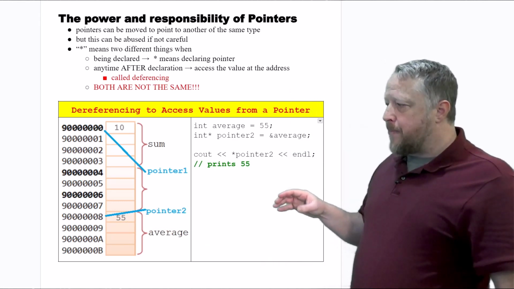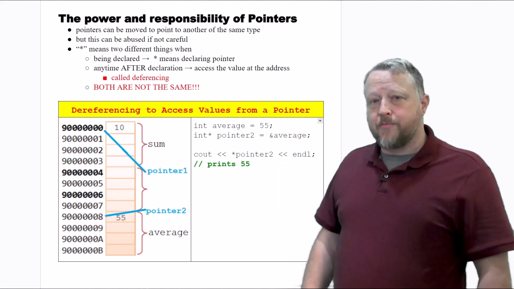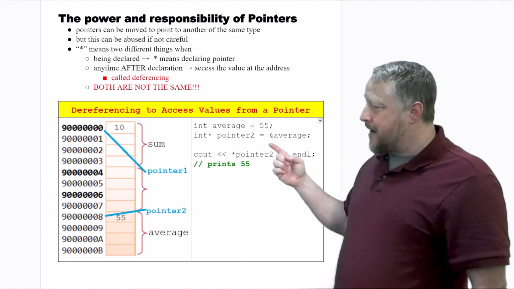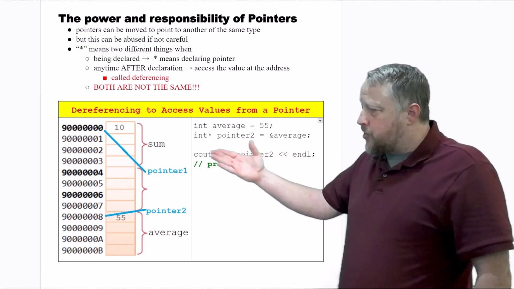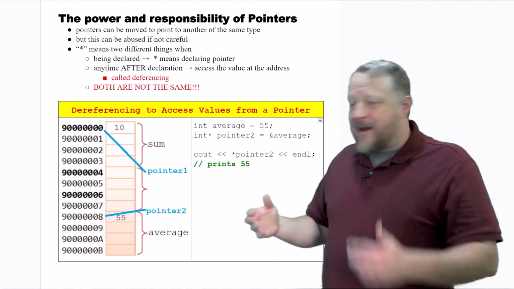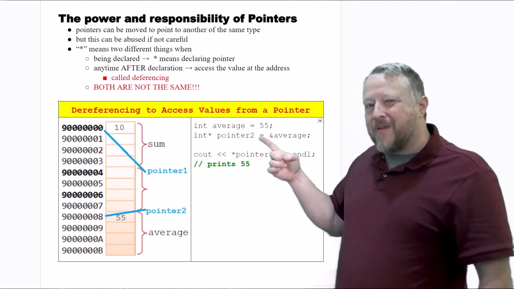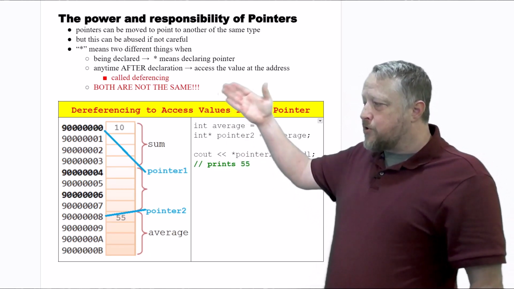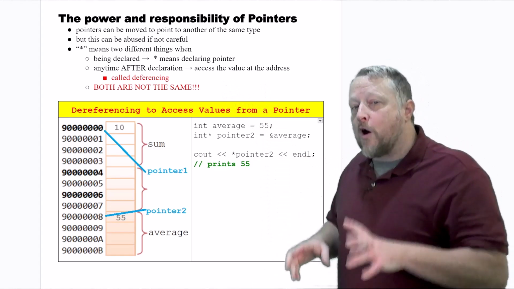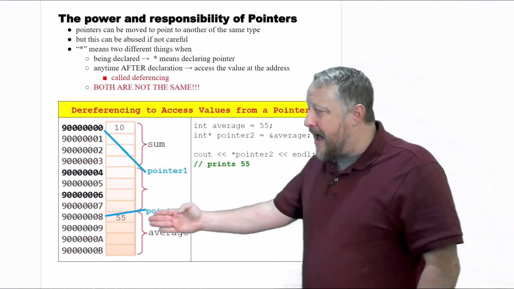The interesting part about this is that this star and this star that you see right here do not mean the same thing. When I have it set aside using the equal sign and the ampersand, this is the creation. A star is being used to denote that we are creating a pointer and setting it to a location. Anytime I use a star with that particular variable, I am using what's called dereferencing to pull the information from that location in order to display the actual value, which is 55.